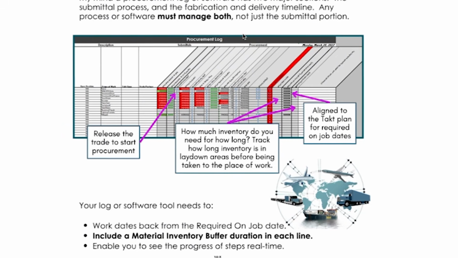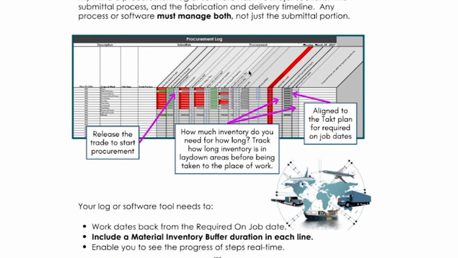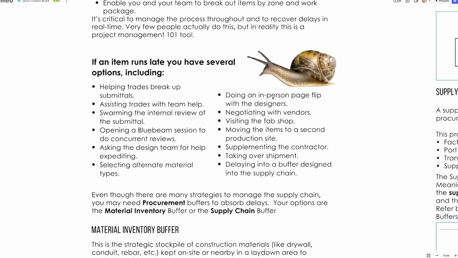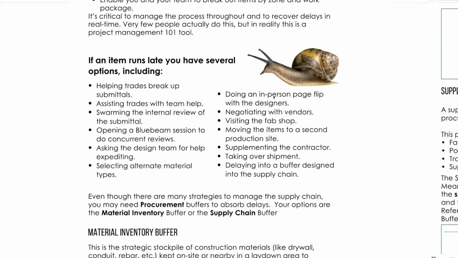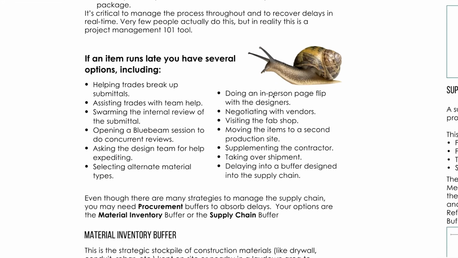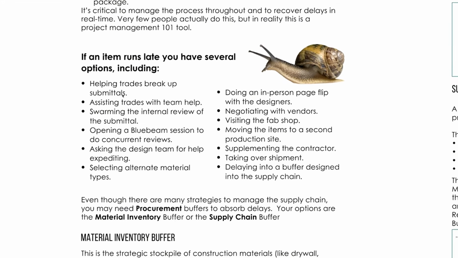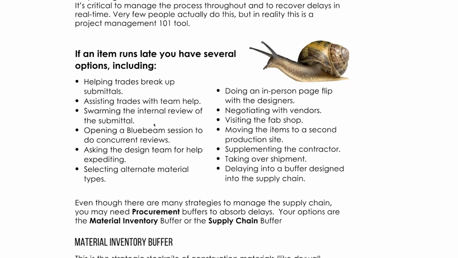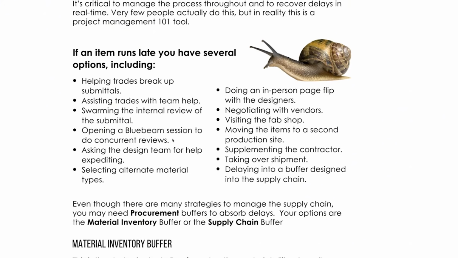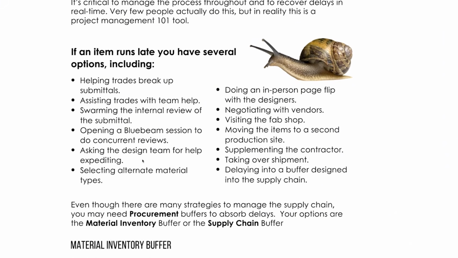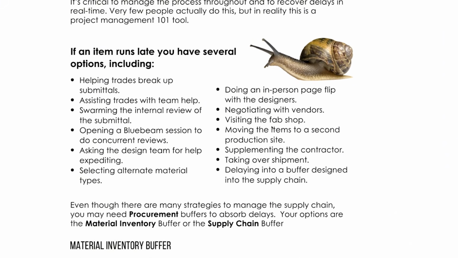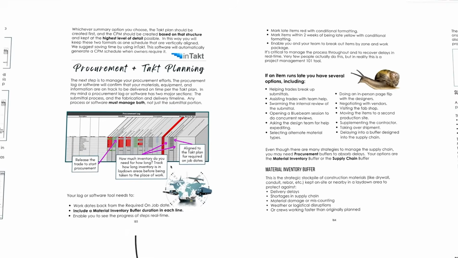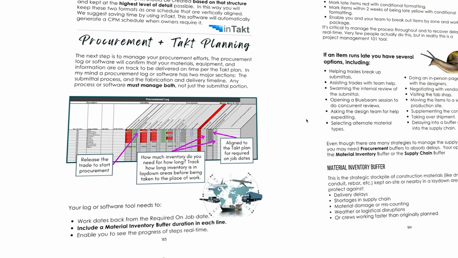But I want you then, once you have your macro, to actually align your procurement with it, because here are some things that you can do if your procurement delays. If an item runs late, you can help the trades break up submittals, assist the trades, swarm with an internal review, open Bluebeam sessions for concurrent reviews, ask the design team for help, select alternate material types, on and on. I'm not going to take you through all of them because obviously you can read. But the bottom line is, our industry has a procurement problem because we don't track it.